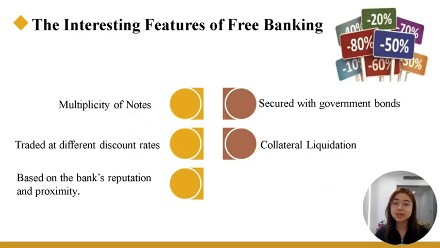In this era, anyone with sufficient capital was allowed to develop a bank and issue banknotes. Banknotes were traded at different discount rates based on the bank's reputation and proximity. Banknotes were secured by government bonds, thus, the depreciation of bond value could affect bank assets and lead to bank runs. If banks could not redeem their notes, they would liquidate their collateral to repay note holders.